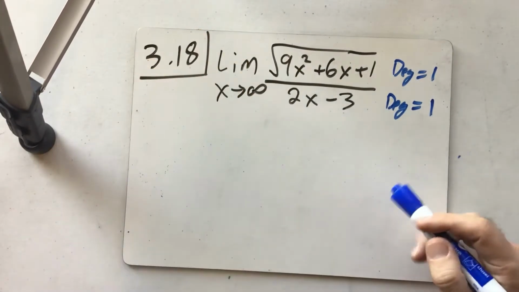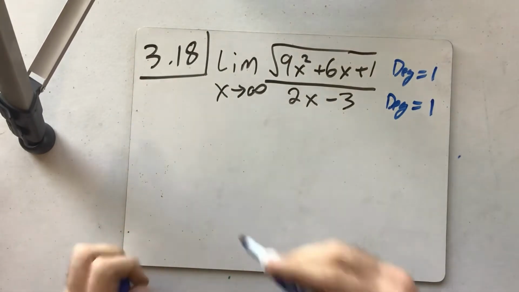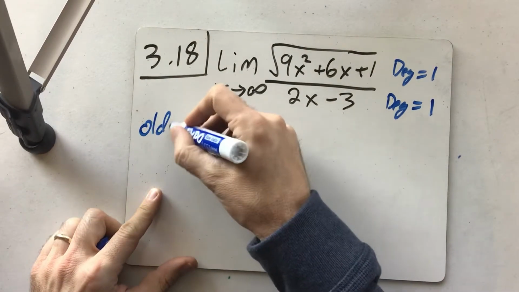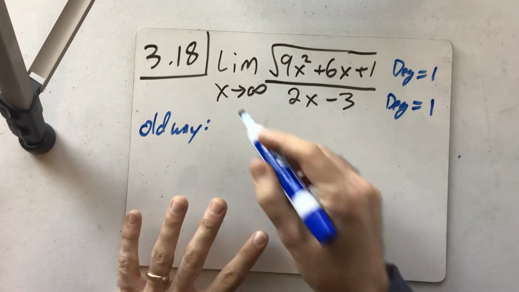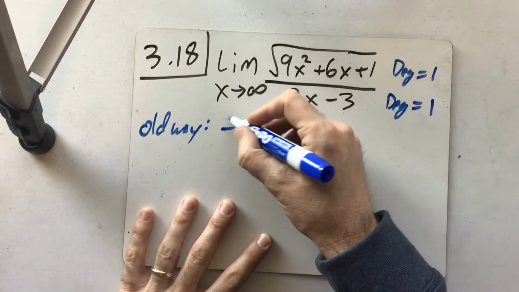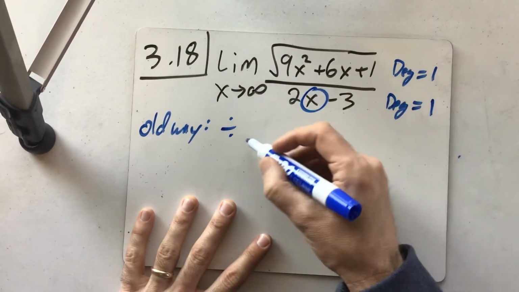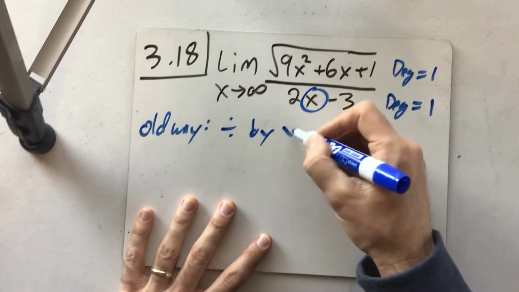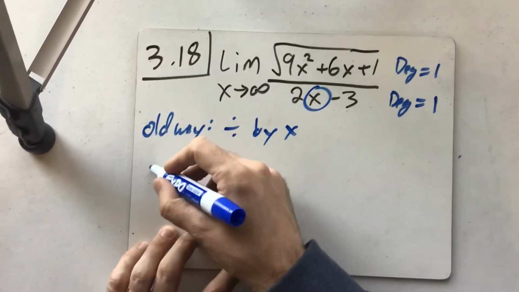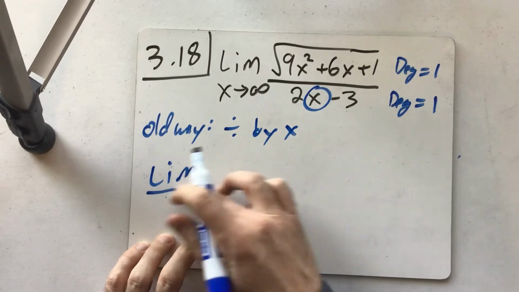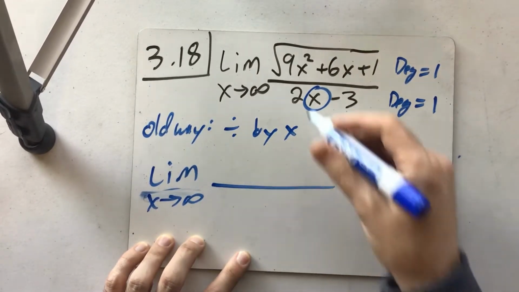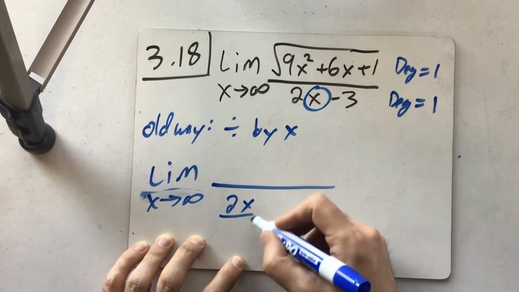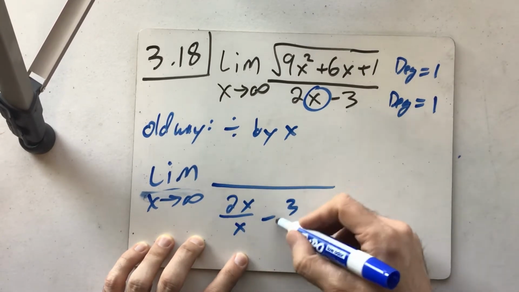So let's take that thought I had a second ago, and we'll solve the problem the old way, and then we'll come back and see how we could have just thought about it and seen the answer by looking at it. Okay, so the old way would be to divide by the highest power, which would be dividing by x in both of these. And that would mean that we would get the limit as x goes to infinity. Well, let's see, the denominator is easy. 2x over x minus 3 over x.